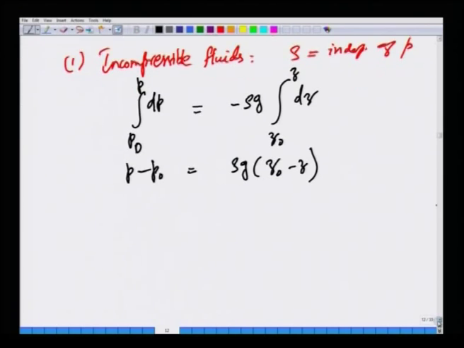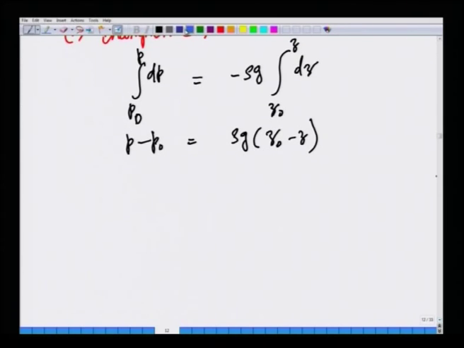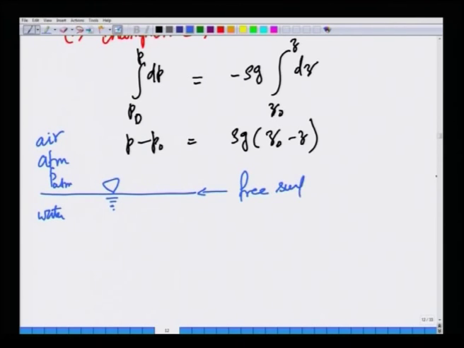Now, in most applications you will have a pool of liquid, that is water, let us say, and that is open to an atmosphere, air at atmospheric pressure. So, this is P atmosphere. This is the free surface that separates the liquid from air, water from air, for example. So, at this point the pressure is P atmosphere, it is known.